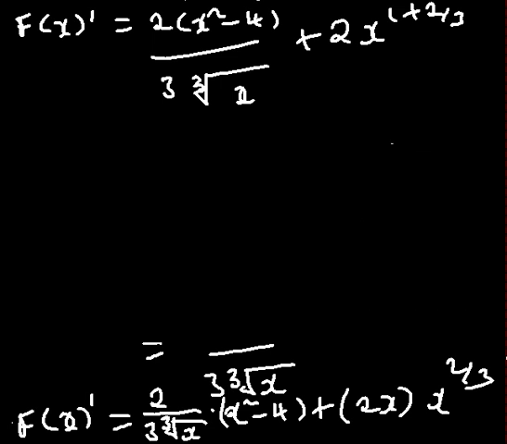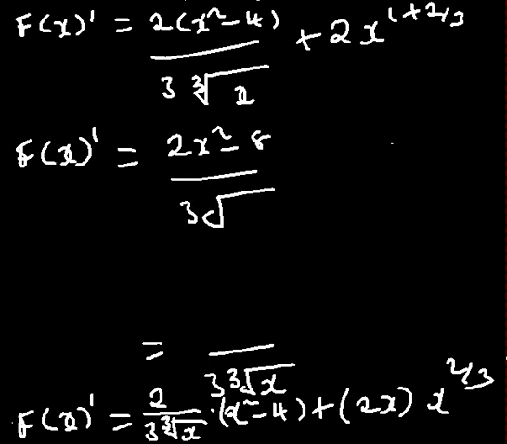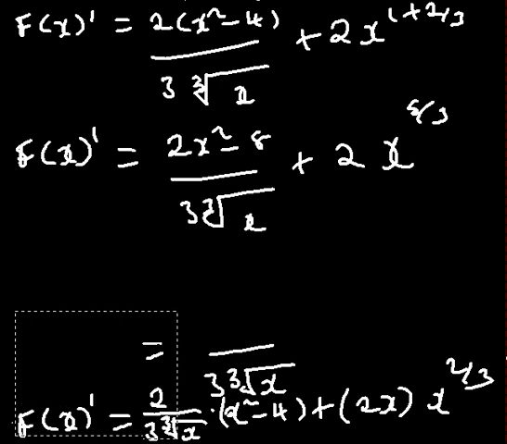And therefore, f prime of x will now be given as 2x squared minus 8 divided by 3 times the cube root of x, plus 2 times x to the power 5 over 3. So that's how we have it.